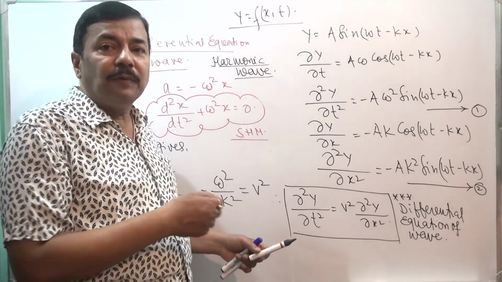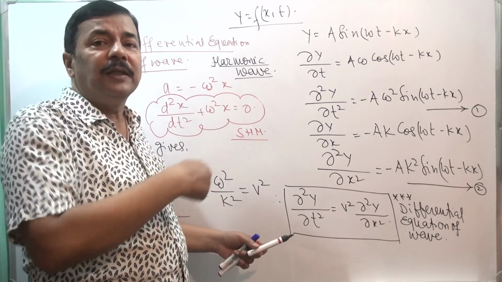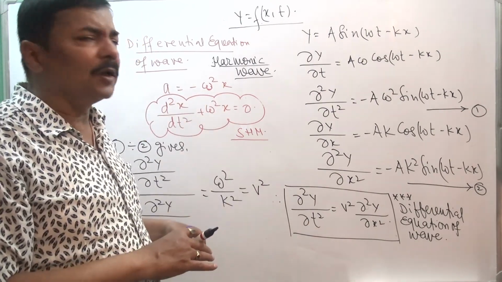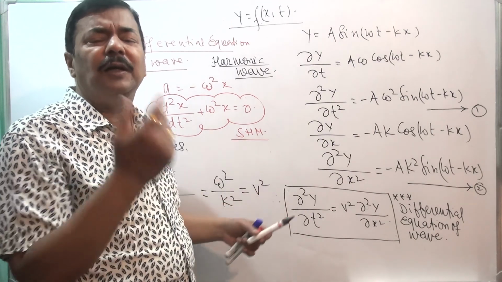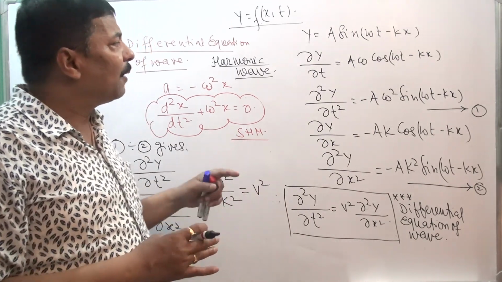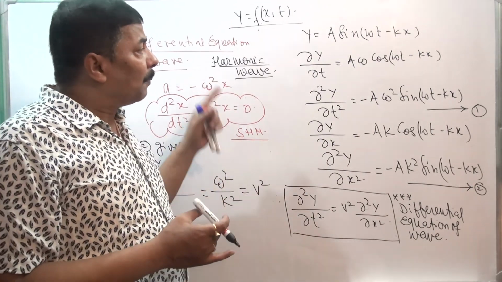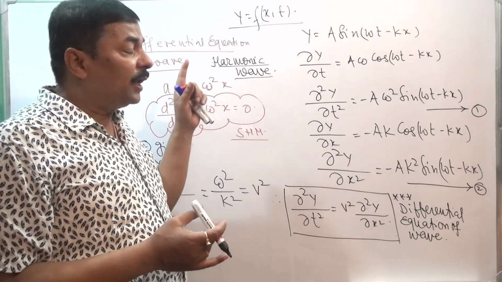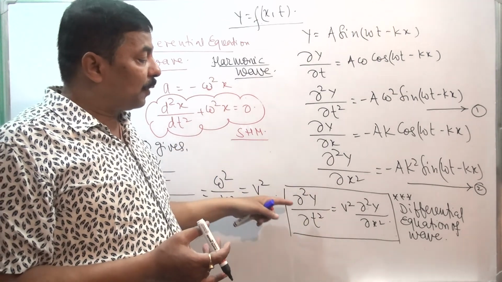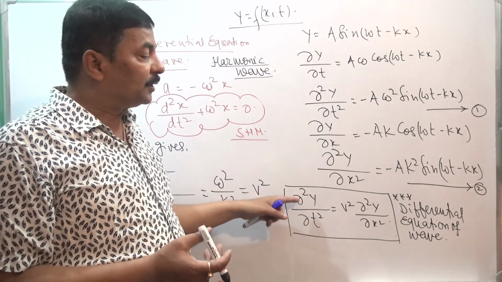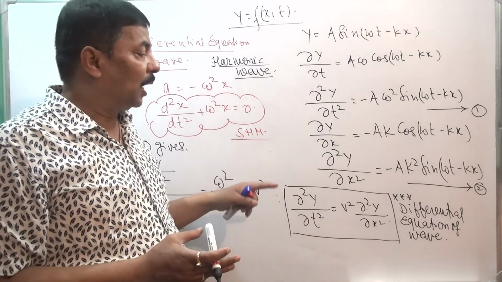If I am doing in this way, the shape of wave will change. If I am doing in this way, so many types of waves are possible. Triangular wave is there, a square wave is there, like that only different types of waves are possible. But in our syllabus, it is simple harmonic wave. But any function of x comma t, if it satisfies this relation, that represents the wave.